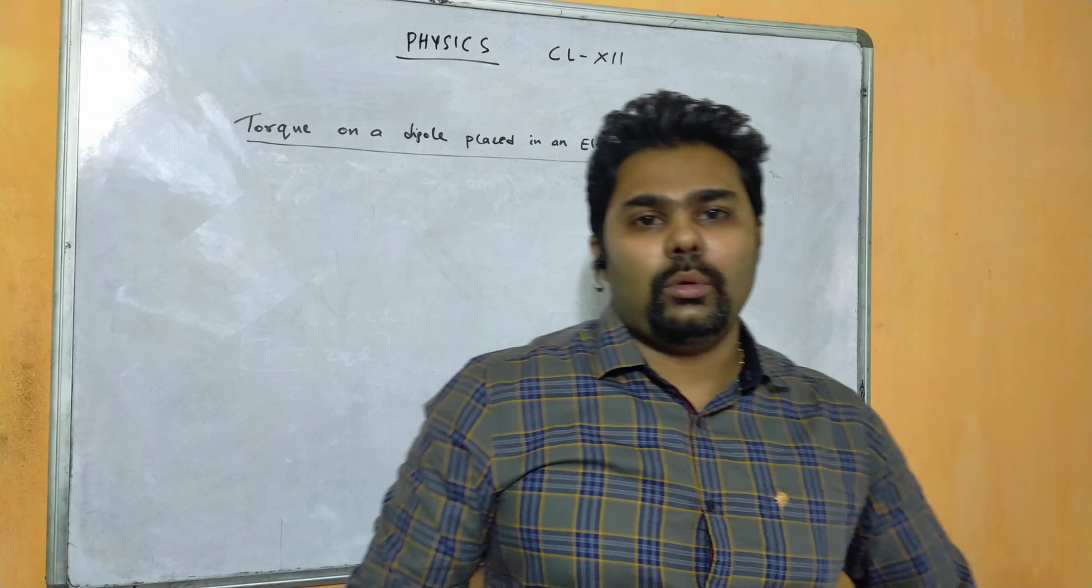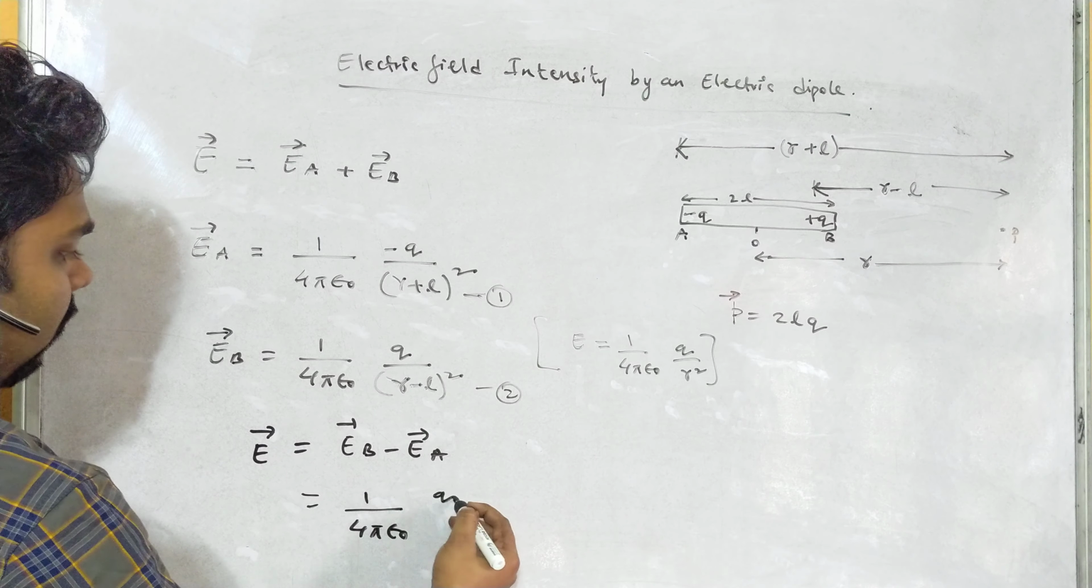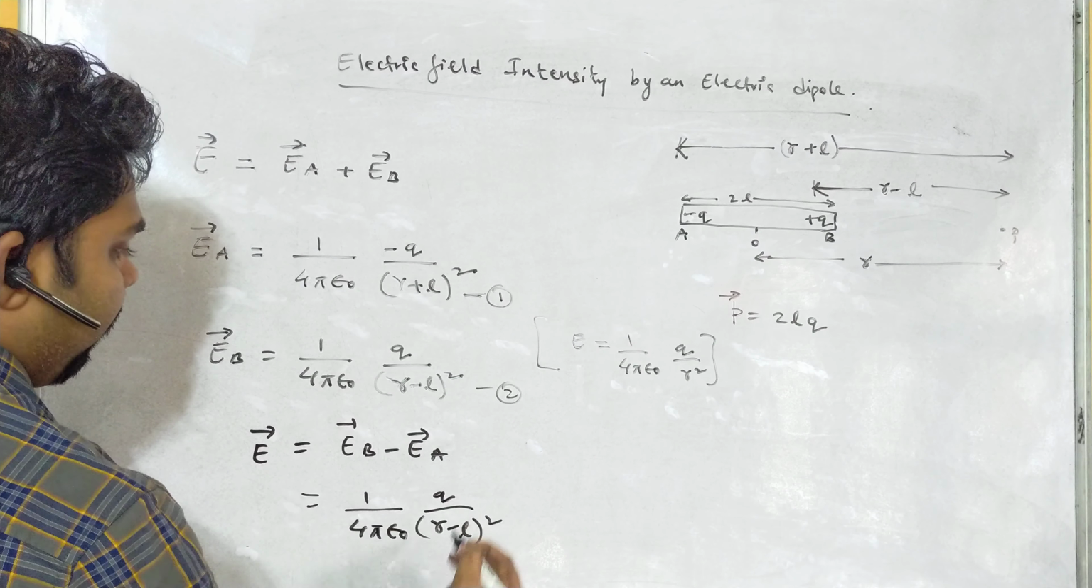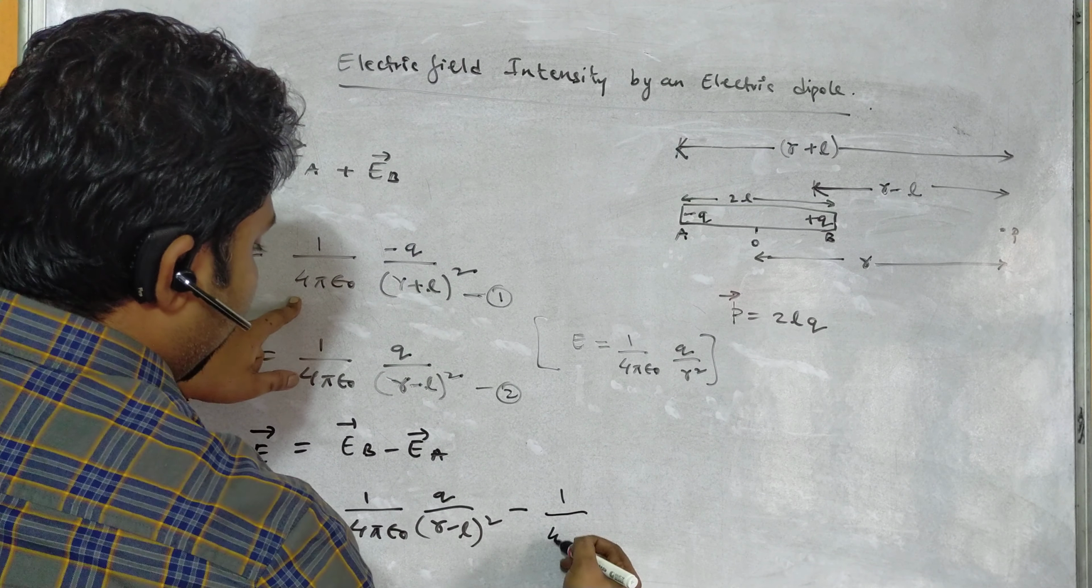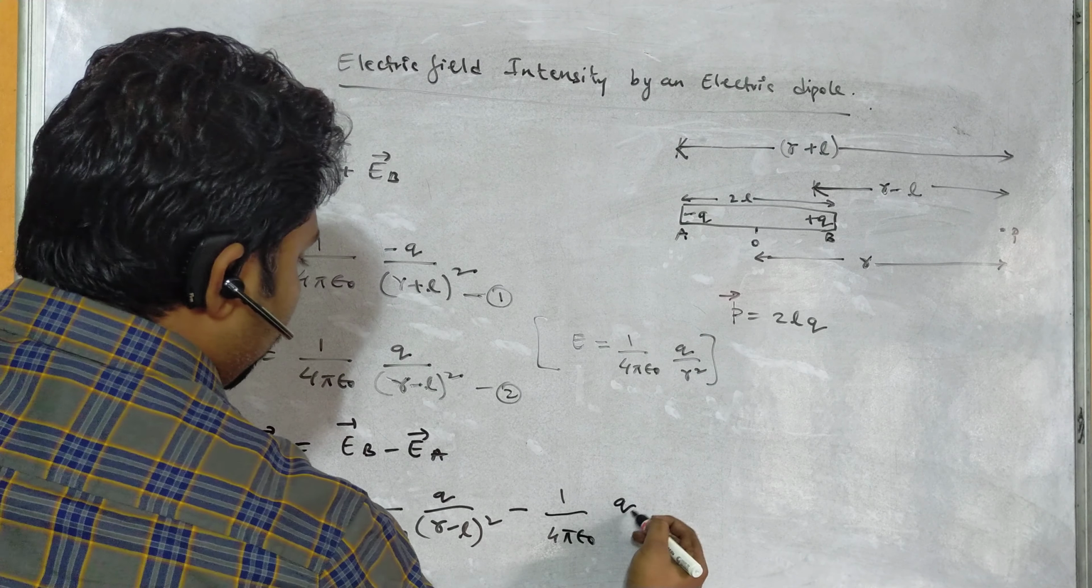E equals to EA, in place of EA we will be substituting this, and in place of EB we will be substituting this, right? So total E equals to EB minus EA. That is the total magnitude, because in EA we have minus Q charge and in EB we have plus Q charge. So when you add, you will get here EB minus EA. In place of EB we will be substituting that from equation number 2, 1 by 4 pi epsilon naught Q by R minus L square, minus in place of EA we will be substituting here 1 by 4 pi epsilon naught Q by R plus L square.